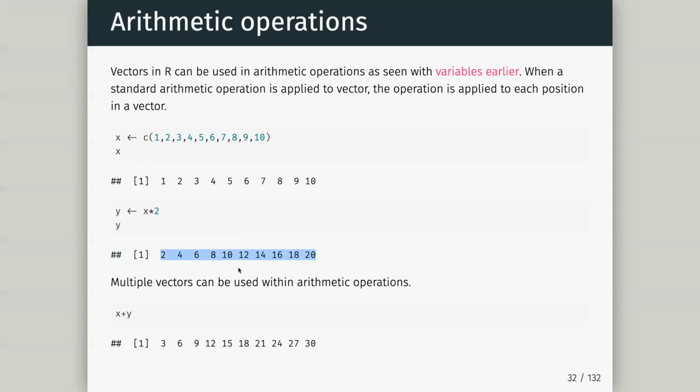We can also use multiple vectors. So if I've created this new vector y, and this is x, I can also just add vectors together. So I can add x to y, and it's going to do it in a pairwise manner. So we'll add the first element of x to the first element of y. So 1 plus 2 will be 3. 2 plus 4 will be 6. 3 plus 6 will be 9. So we can do arithmetic operations on these vectors.